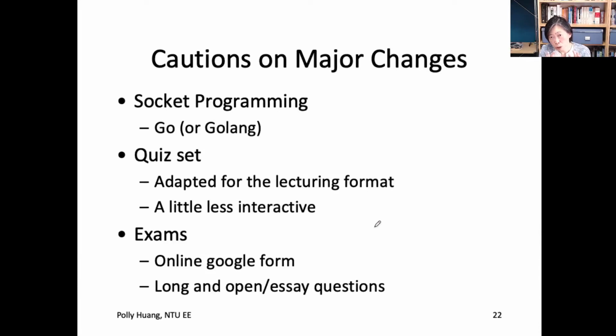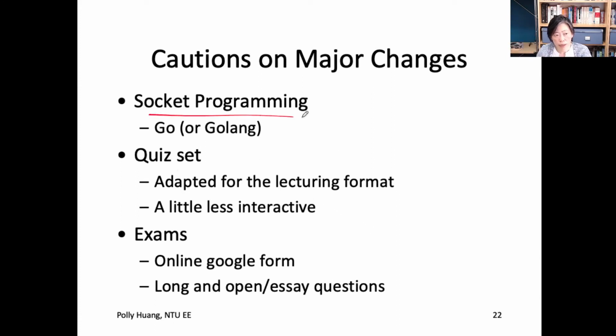But Poly tries to hold the grading policy the same throughout the years. So you guys are compared to each other as well as to students in the previous years. Okay. Now, a few cautions because there are some changes this year compared to previous years.